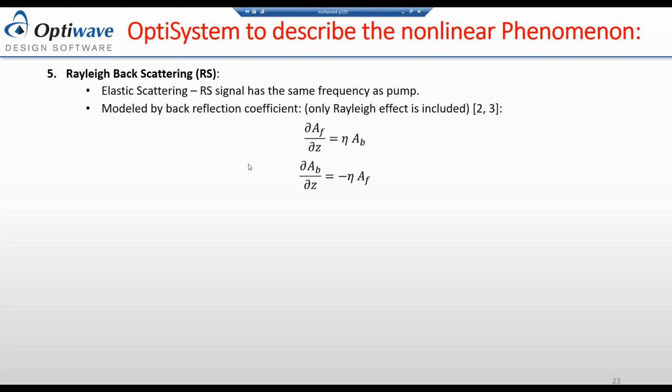It's modeled only by the back reflection coefficient. So imagine now we have a forward signal. Let us put a reference: the forward signal means the signal propagating from left to right. So the backward signal is the signal propagating from right to left. Here, the generated Rayleigh backscattering signal, if we have the signal from left to right, will be from right to left. And here is eta, the Rayleigh backscattering coefficient. And these are the two equations relating the forward and the backward signals.